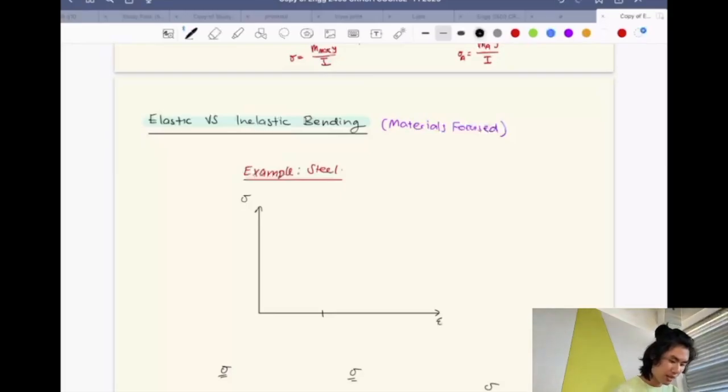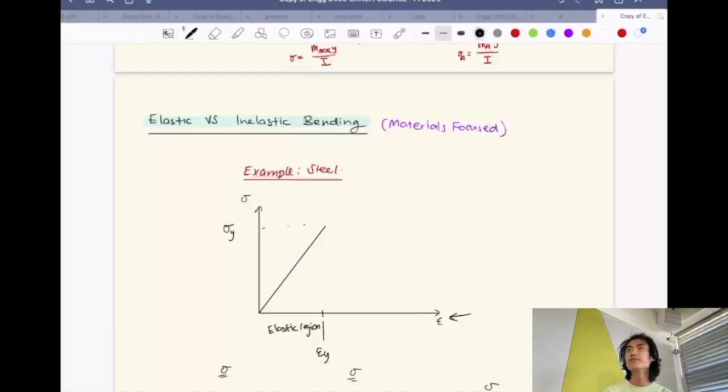It just means that it will change. So let's say in this point in the graph, the more strain you add to it, the higher the stress will be, and that is what it can withstand. That is called the elastic region. And basically, this is strain of Y, Y for yield, okay?